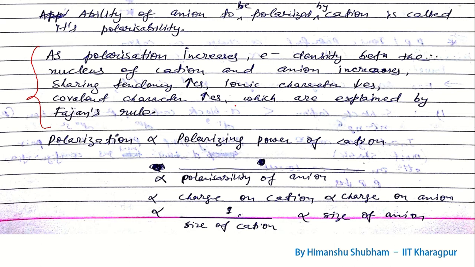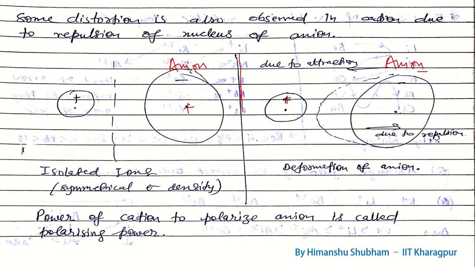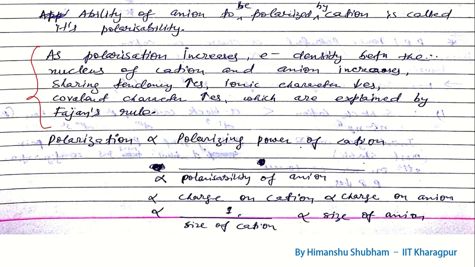So when would sharing tendency increase? We can see here we have a cation and we have an anion. Suppose this cation is able to polarize the anion to a larger degree, then what happens? The electron density between the cation and anion would increase drastically, and the sharing tendency of this anion would increase. So in such a scenario, the covalent character between these two ions would be greater compared to the ionic character. This is basically Fajan's rule.